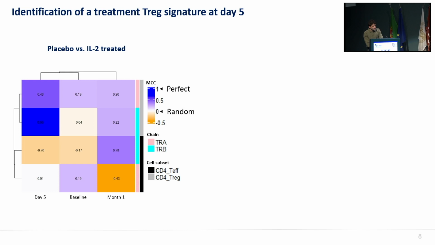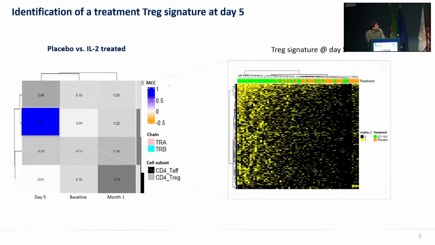So the first type of signature that we mined were treatment signatures. What you can see on this heat map are the performances of our binary classifiers in terms of Matthews correlation coefficients. So a value of 1 is a perfect model, 0 is a random model, and negative values are contradictory classifiers. So what you can see here is that from the three earliest time points, day 5, baseline and month 1, the only and most predictive repertoires are the day 5 regulatory T cell repertoires.